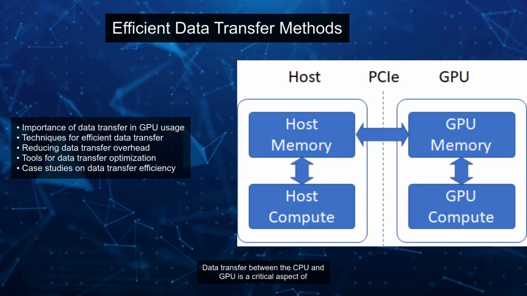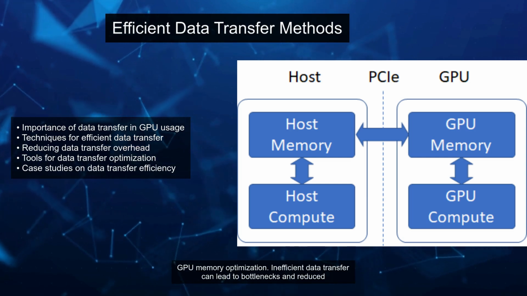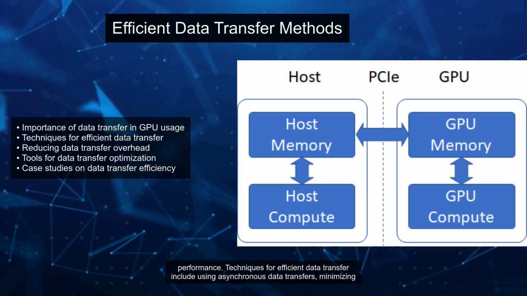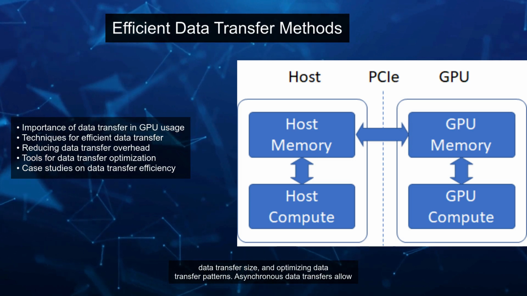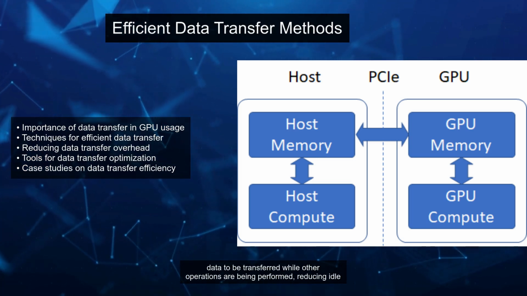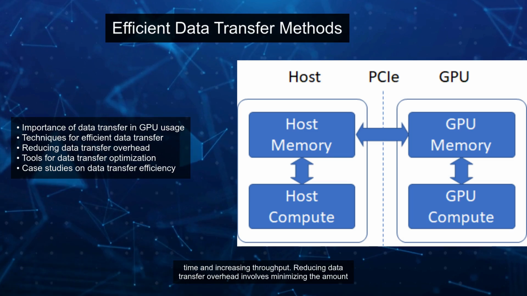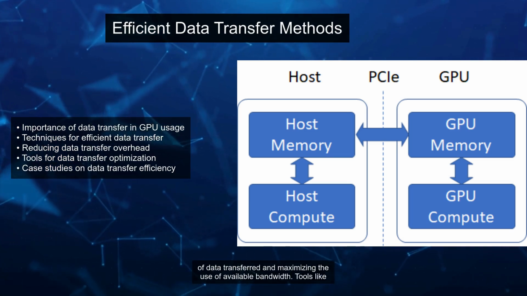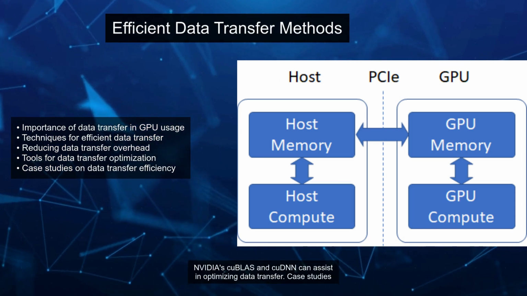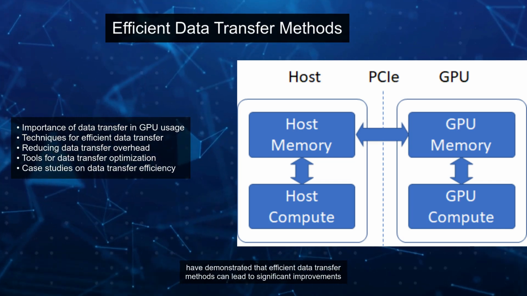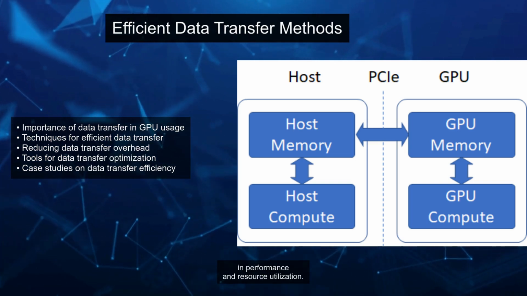Data transfer between the CPU and GPU is a critical aspect of GPU memory optimization. Inefficient data transfer can lead to bottlenecks and reduced performance. Techniques for efficient data transfer include using asynchronous data transfers, minimizing data transfer size, and optimizing data transfer patterns. Asynchronous data transfers allow data to be transferred while other operations are being performed, reducing idle time and increasing throughput. Reducing data transfer overhead involves minimizing the amount of data transferred and maximizing the use of available bandwidth. Tools like NVIDIA's cuBLAS and CUDA can assist in optimizing data transfer. Case studies have demonstrated that efficient data transfer methods can lead to significant improvements in performance and resource utilization.